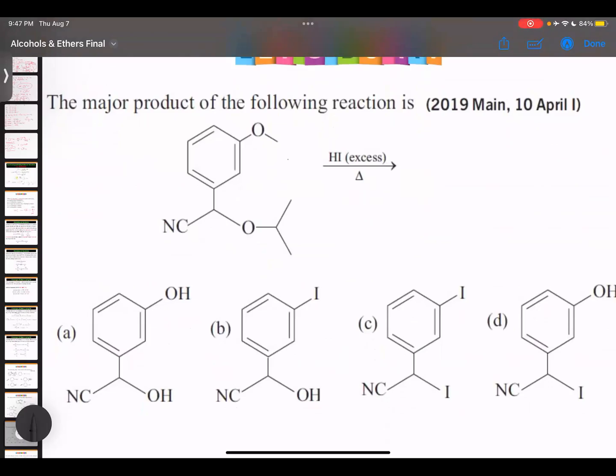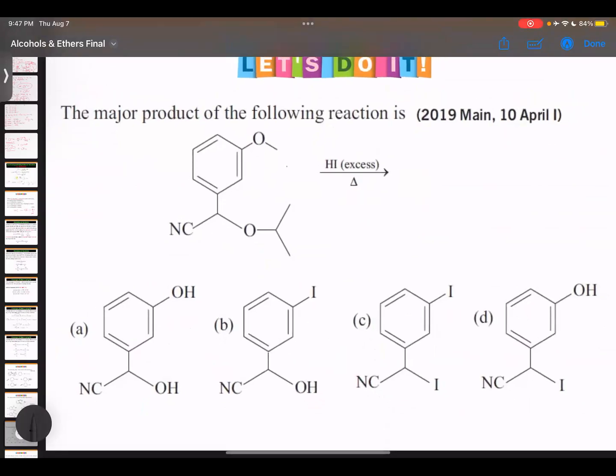This also is the same thing. Same cleavage of ethers. I'm asking about cleavage of ethers because you can expect some questions. Okay, these are the most common types of questions which are being asked in NEET.